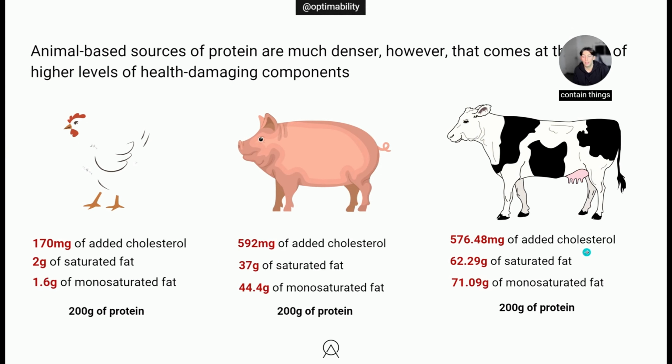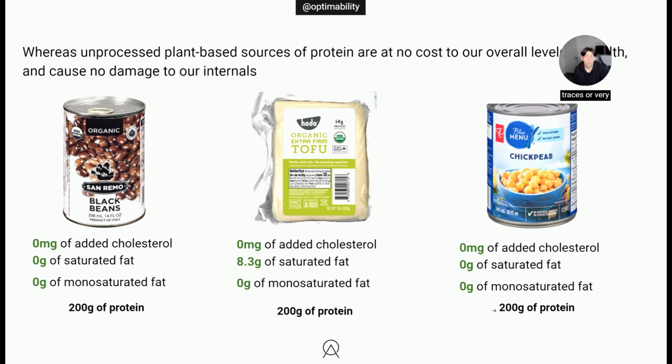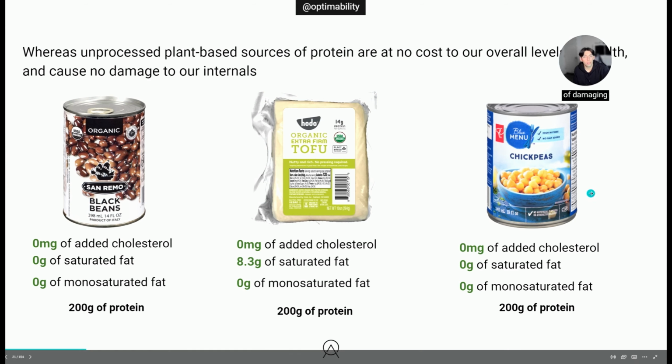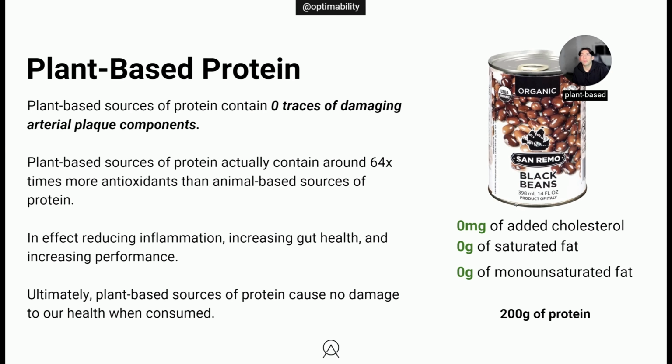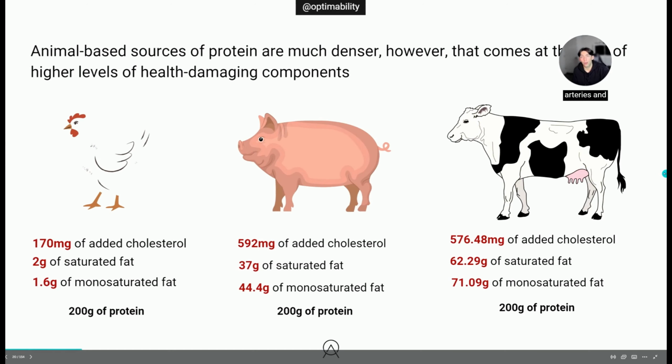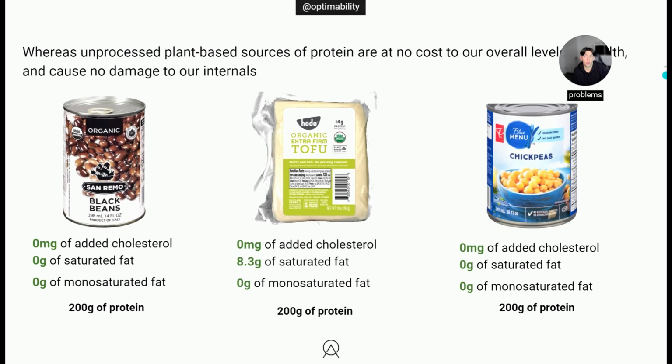They contain things that our body does not need to function, whereas plant-based sources of protein contain no traces or very little traces of damaging components like saturated fat, added cholesterol, and trans fats, which have been prone to cause cardiovascular disease, which is the number one leading cause of death in the States. So something cool, you won't learn that in school. Plant-based protein contains zero traces of damaging arterial plaque components. So pretty much what happens is these components block our arteries and over time cause a ton of cardiovascular health problems and just health problems in general.